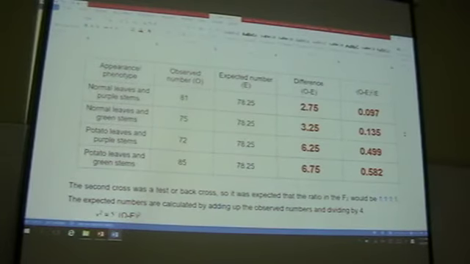Oh, no need. The difference between O minus E can be negative as well, because it's going to be squared. But yes, you should put it as a negative. If there's a negative, please put it in. Done? Got the answers? Can I move on?